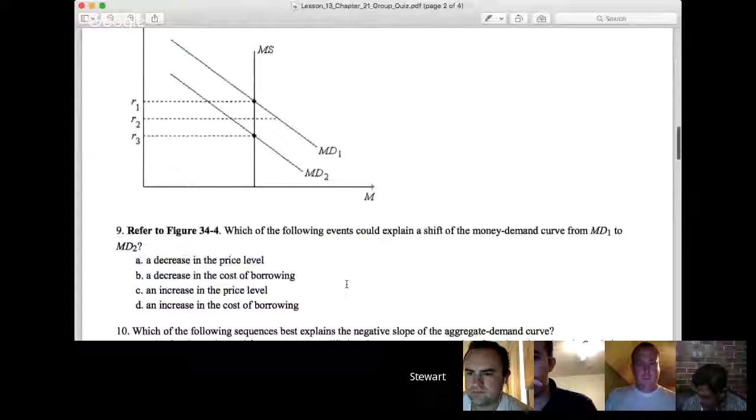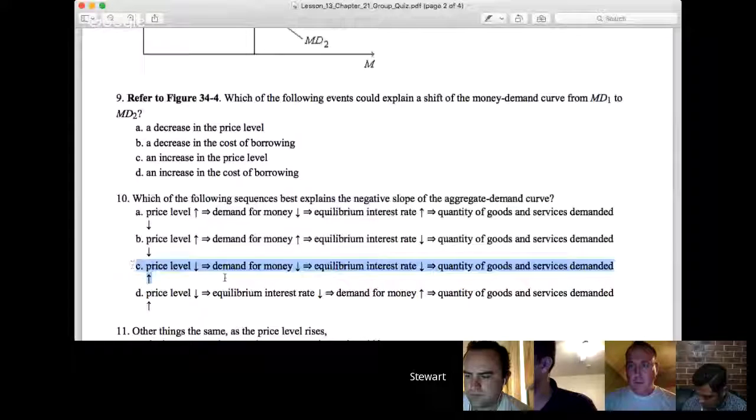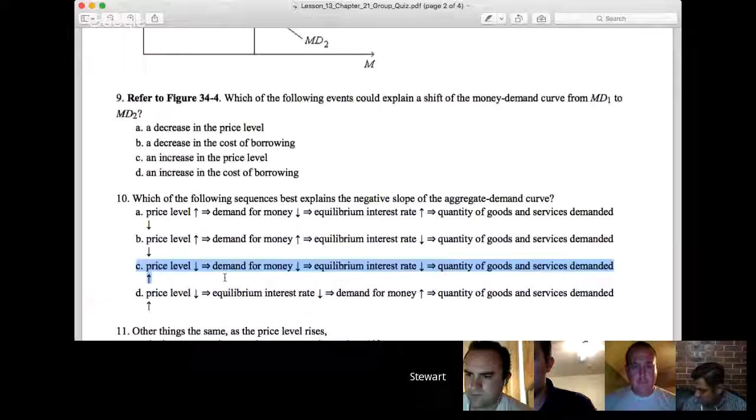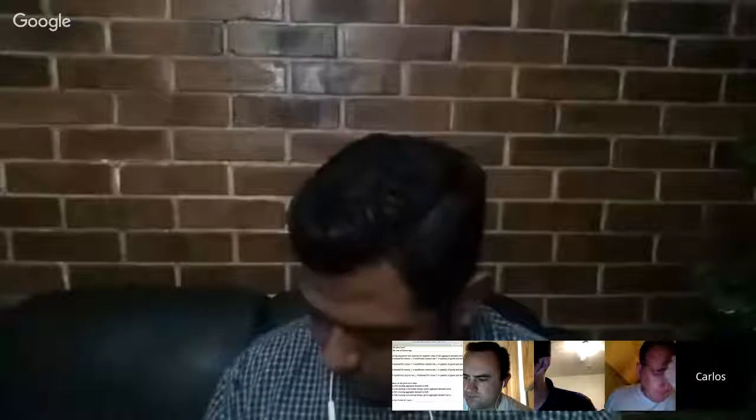I see. That makes sense. Cool. All right, you want to go to number 10? Yeah. Number 10, I got C. See there again, as the price level drops, the demand for money drops, the equilibrium rate will drop, and then the quantity of goods and services demanded increases, other things the same as the price level rises.